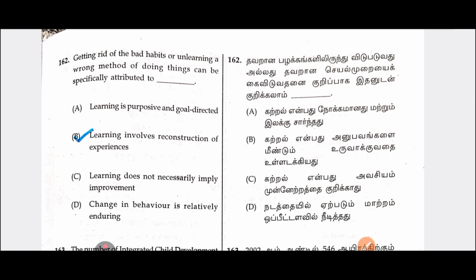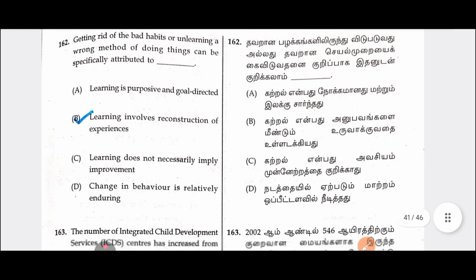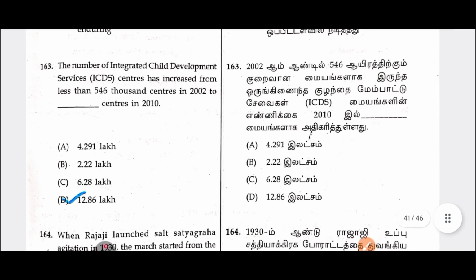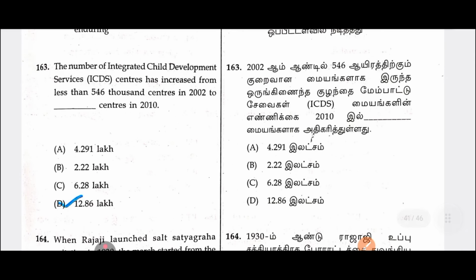Getting rid of the bad habits or unlearning a wrong method of doing things can be specifically attributed to learning involves reconstruction of experiences. The number of integrated child development services centers has increased from less than 546,000 centers in 2002 to dash centers in 2010, 12.86 lakhs.